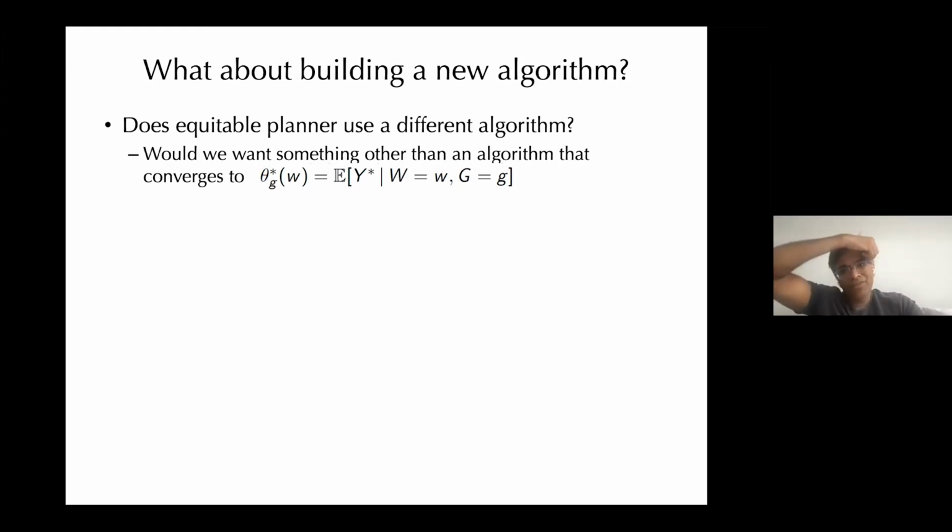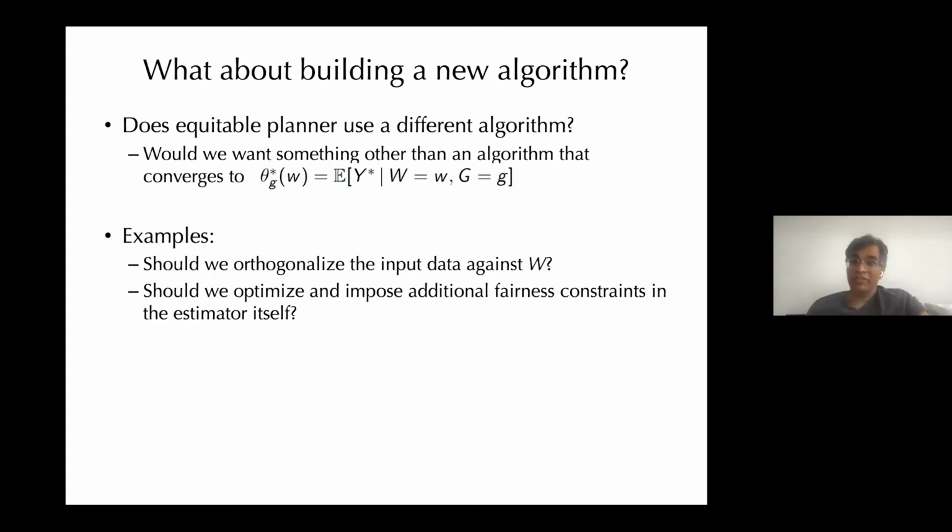Would we want to use an algorithm other than the one that converges to the expectation of Y star given W, comma G? Now, what's funny, if you took the algorithmic bias literature at face value, is it is about how we might build algorithms to account for bias. But I'm sort of asking the question, would we build any differently? For example, would we want to orthogonalize the inputs against W? Would we want to have some sort of fairness constraints imposed additionally on the estimator?